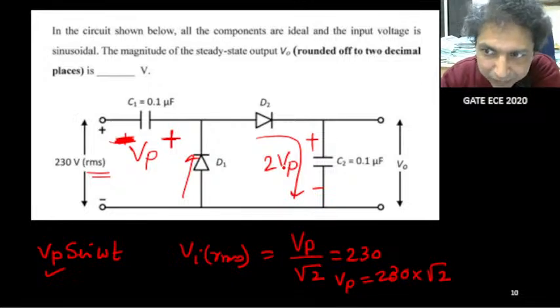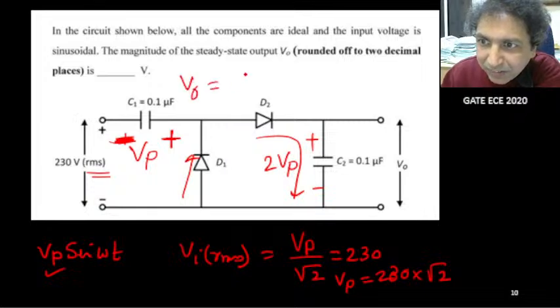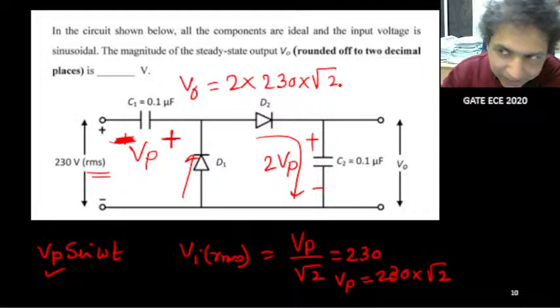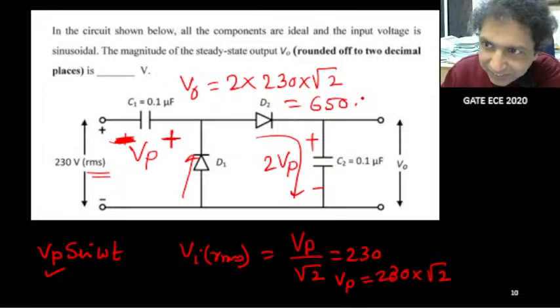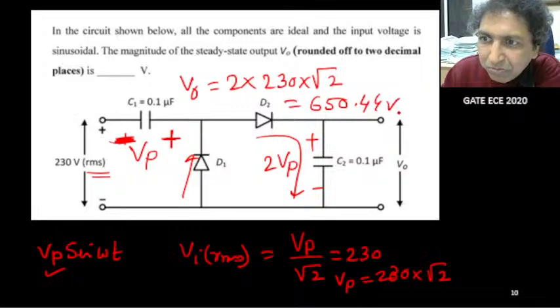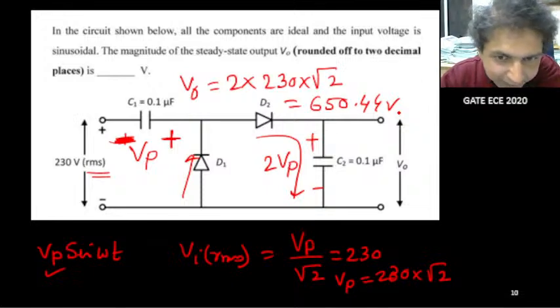Okay, that's simple. So the capacitor voltage will be 2 times Vp, and Vp, you know this, is 230 multiplied by root 2. So what is V0? V0 is now simple: 2 times Vp, and Vp is 230 multiplied by root 2. And it is coming around 650.44. I think he is correct. Is it fine?